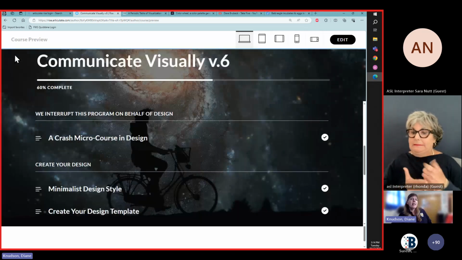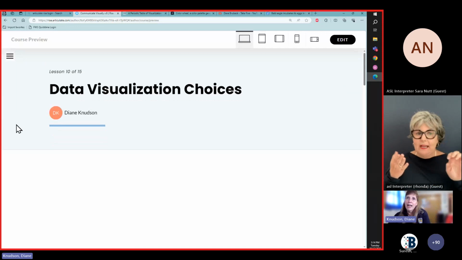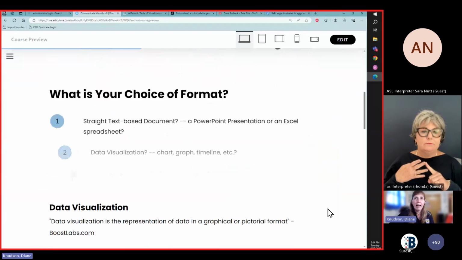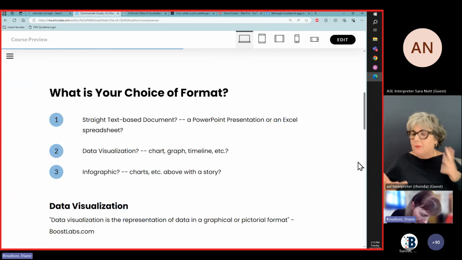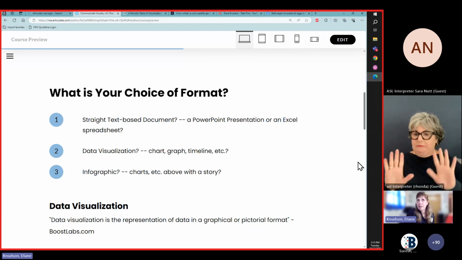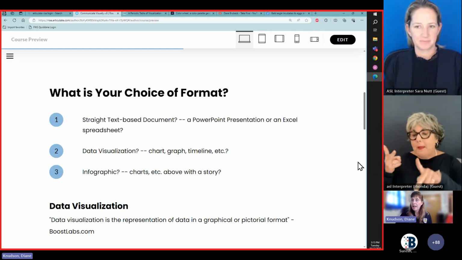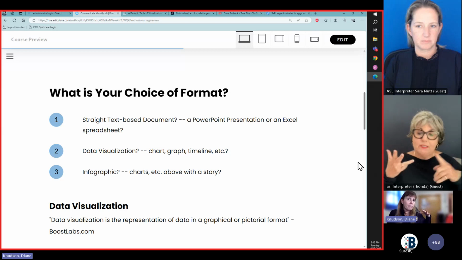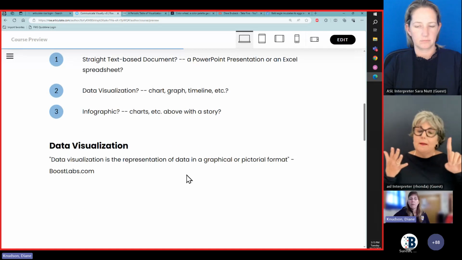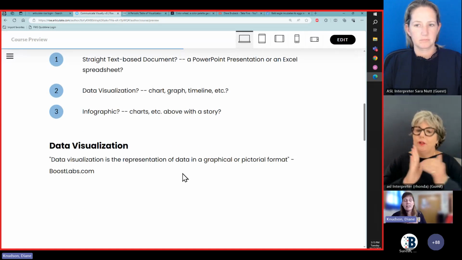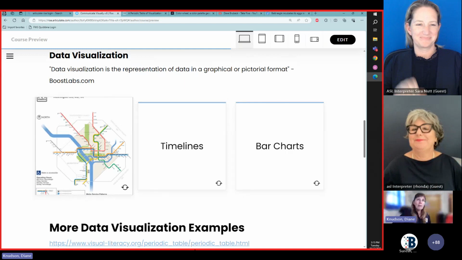We've got our design style. Now we need to look at the choices for showing our data. What kind of format are you going to present it in? Are you going to use just text, a PowerPoint presentation, an Excel spreadsheet? Are you going to use an infographic? I've been saying data visualization over and over, and that is essentially the representation of data in a graphical or pictorial format. And here are some examples.